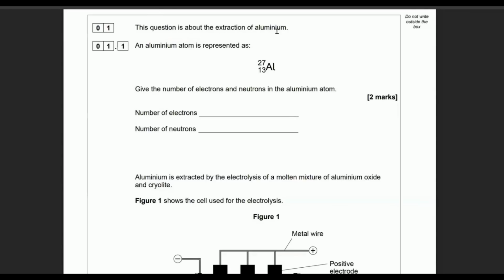Question 1. This question is about the extraction of aluminium. 1.1. An aluminium atom is represented as Al with a 27 above and a 13 below. Give the numbers of electrons and neutrons in the aluminium atom. So what we've got to do here, folks, is know what these numbers are. This top number is known as the atomic mass number, and that is the number of protons plus neutrons. So that equals 27. The bottom number is the atomic number, which is really the number of protons, and that never changes. So you've got 13 protons.